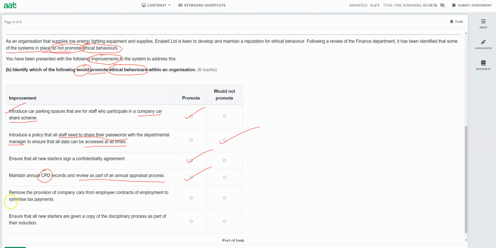Remove the provision of a company car from the employee contract of employment to minimize the tax payment. This is definitely unethical. You cannot do anything to pay less tax, so definitely this will not promote the ethical behavior.